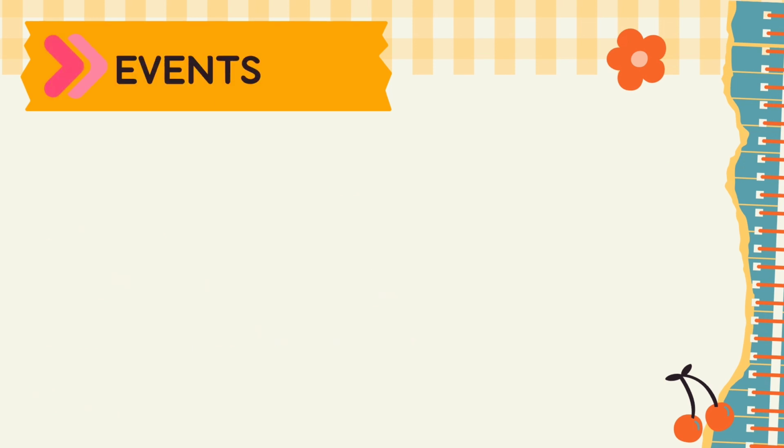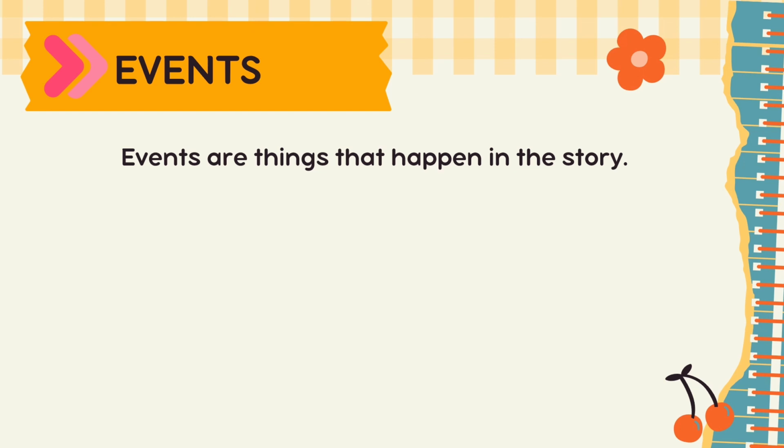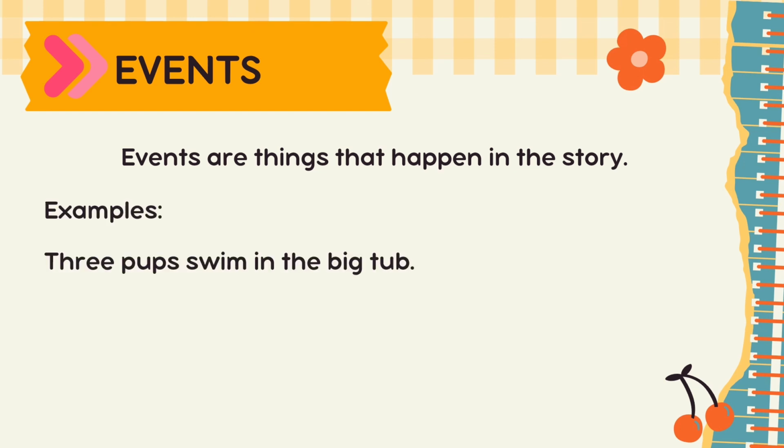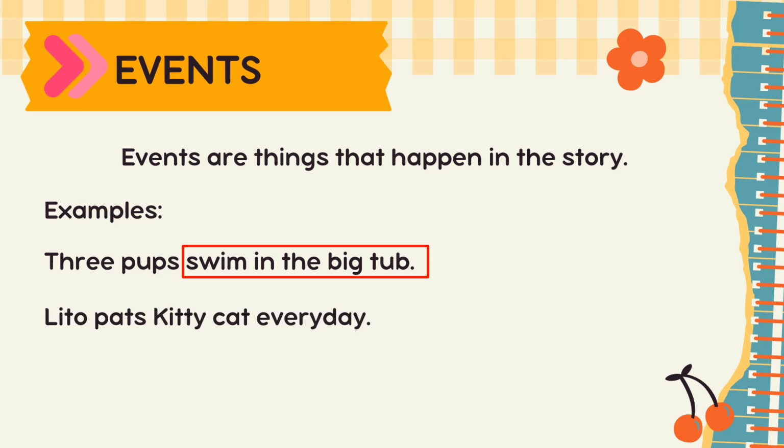Events. Events are things that happen in the story. Examples: 3 pups swim in the big tub. What do the pups do in the tub? The pups swim in the tub is the event in the sentence. Lito pats kitty cat every day. What does Lito do every day? He pats the cat is the event in the sentence.